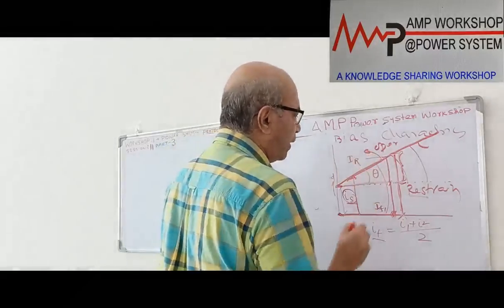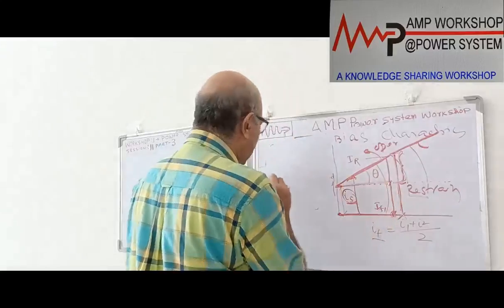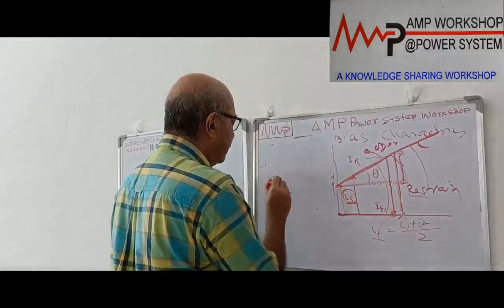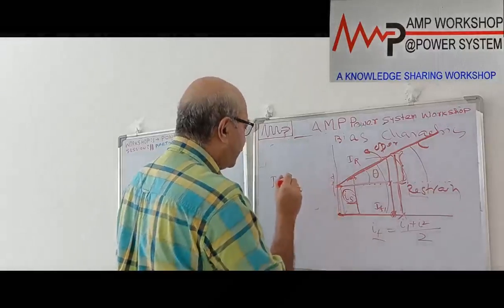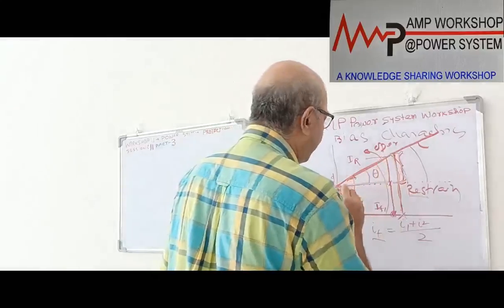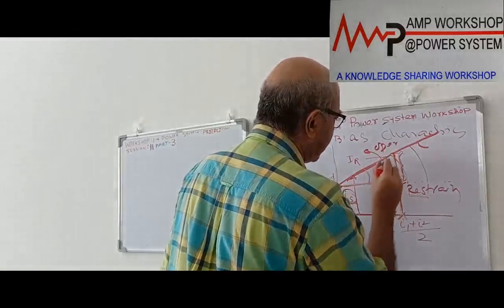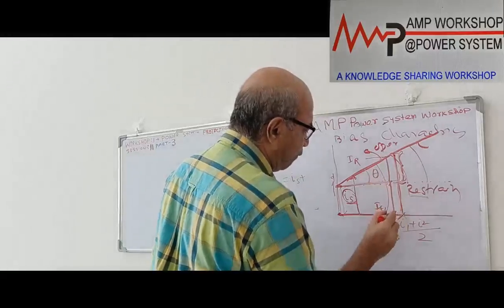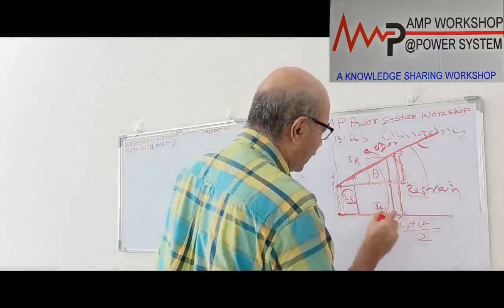I can say IR. That is the relay operating current. So what is the relay operating current? Relay operating current equals IR. This equals how much? This is IS, the relay setting current, plus this amount of current. So if this is the value of fault current IF, I can say this is IF1.